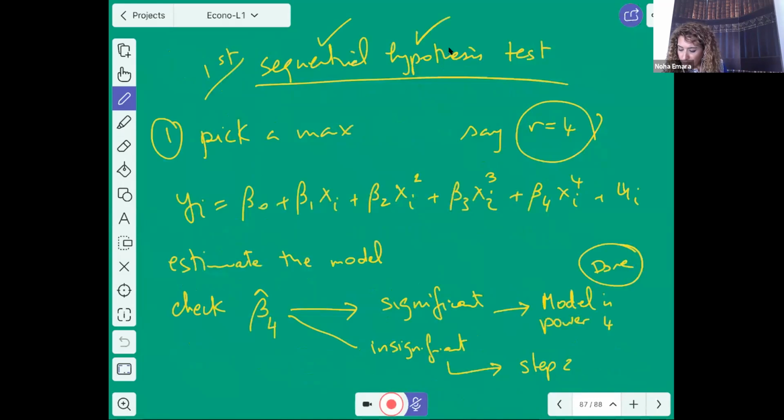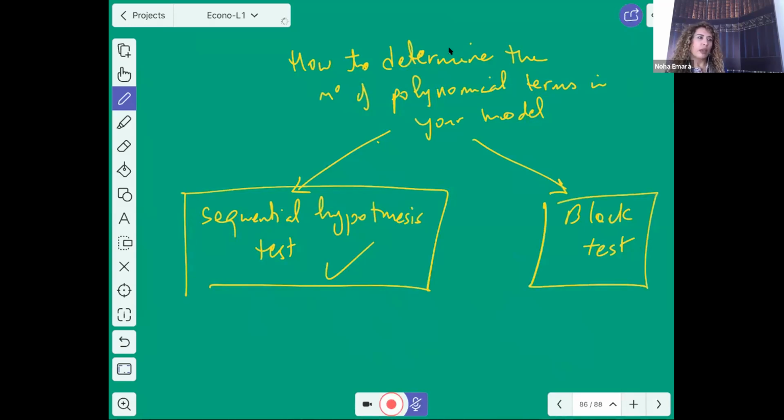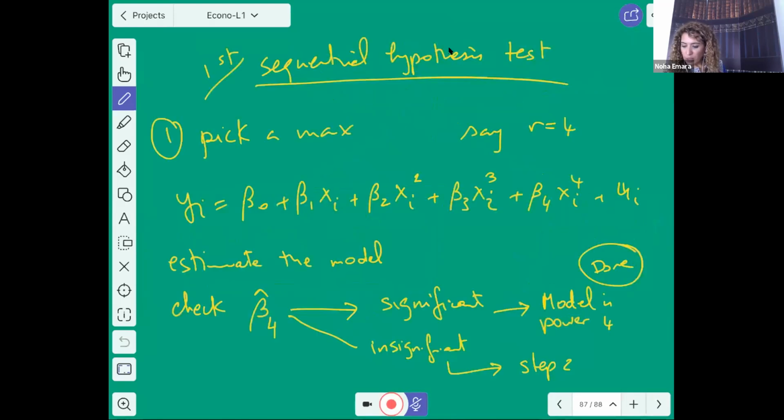So as I said, you have two options: sequential or a block test. If you're doing an exam and I'm not telling you which test to use, then it's optional. But usually in real life, I would do both. So what is a block test? A block test would be like just taking a block.